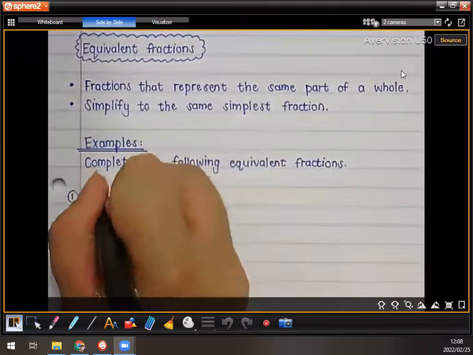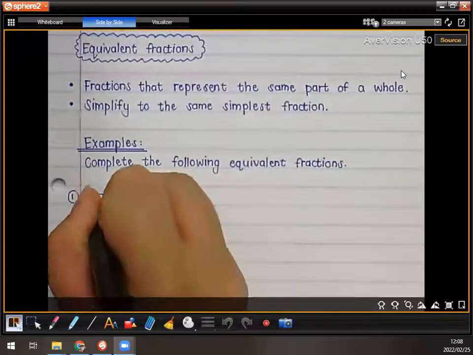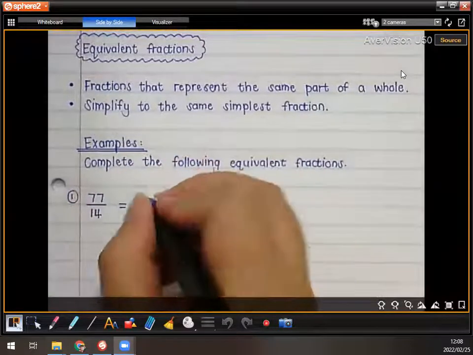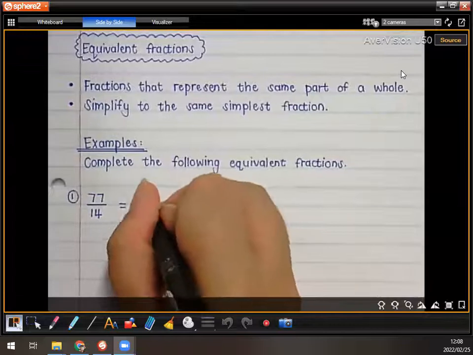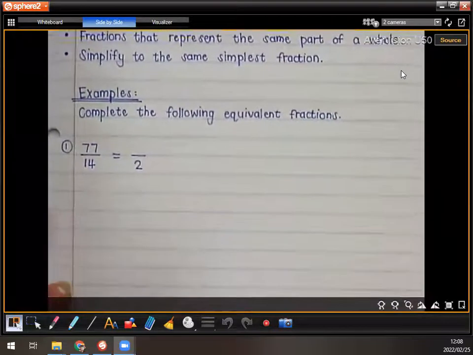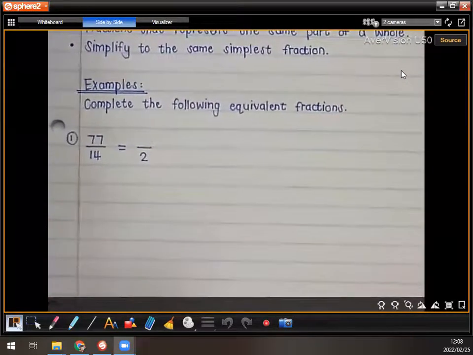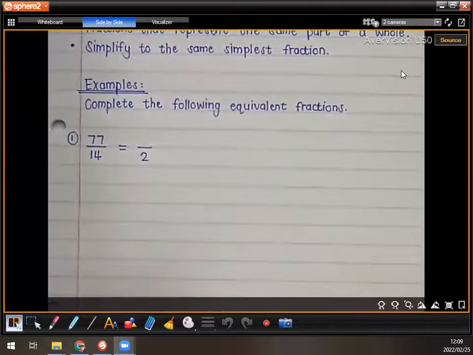I'm just going to write my fractions over 2 lines so that you can see what the values are. I don't want anyone to shout this out. So there we go, 77 over 14 is equal to something over 2.